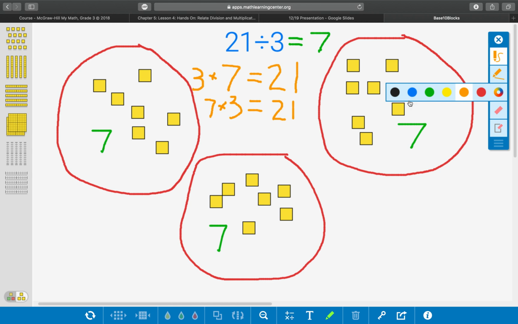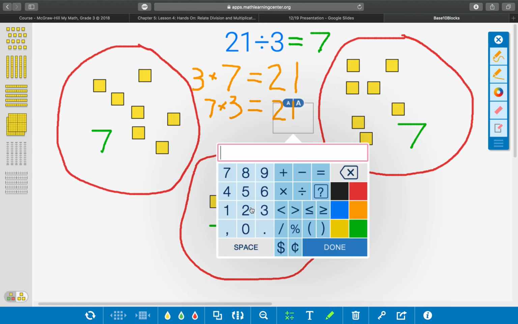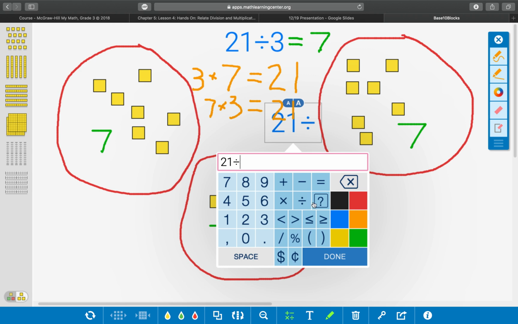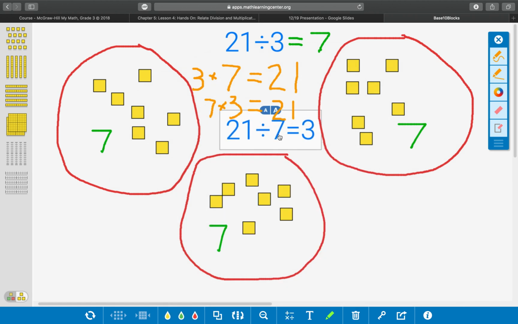Now, what else we know is that 21 divided by 3 equals 7, but we've talked about this several times. The flip side of that is also true. 21 divided by 7 is equal to 3. Okay? So right here I have 4 problems. I have 2 division and I have 2 multiplication.